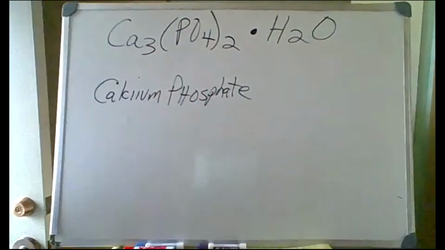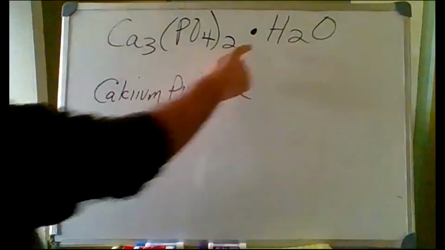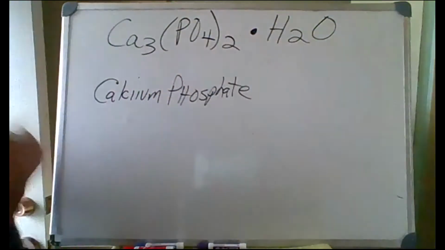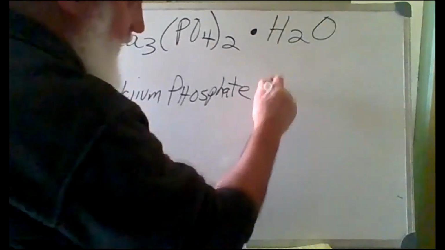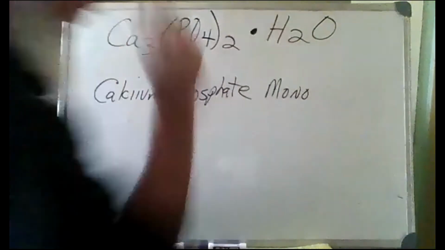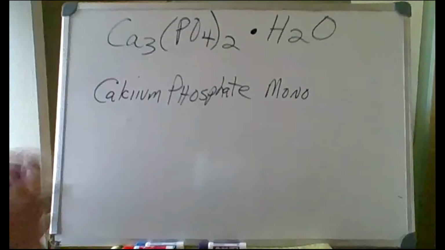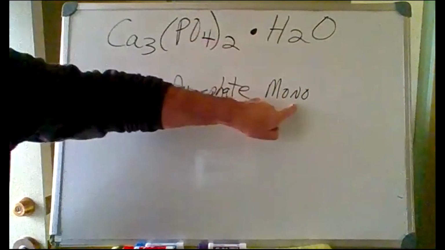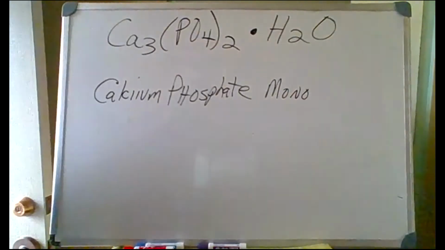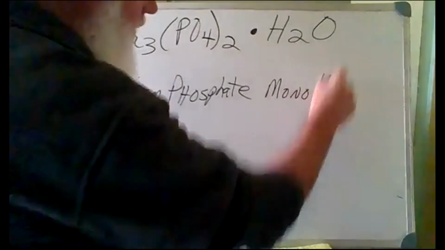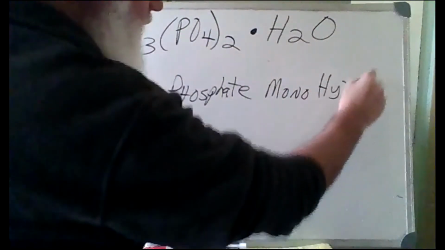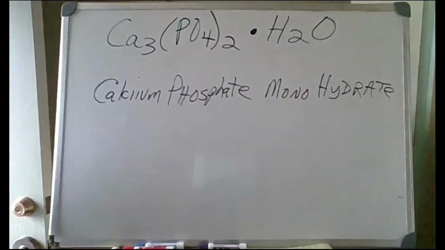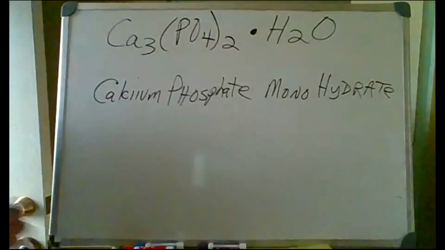Now I have my waters of hydration. There's only one. There's no number written there, so I know there's one. I look at that prefix list, and mono is one. And yes, we do write a prefix if there's one. We don't write the number one, but we do write the prefix for one. So, monohydrate.